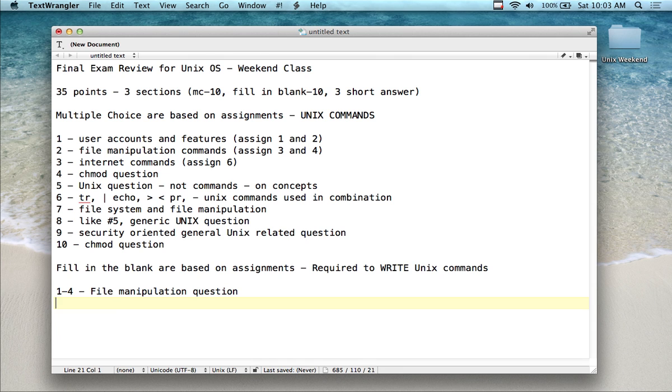Number 5. Number 5 is a shell question, on Unix shells. Unix shell features. You do not need to know... let me just make sure. Hold on one second.